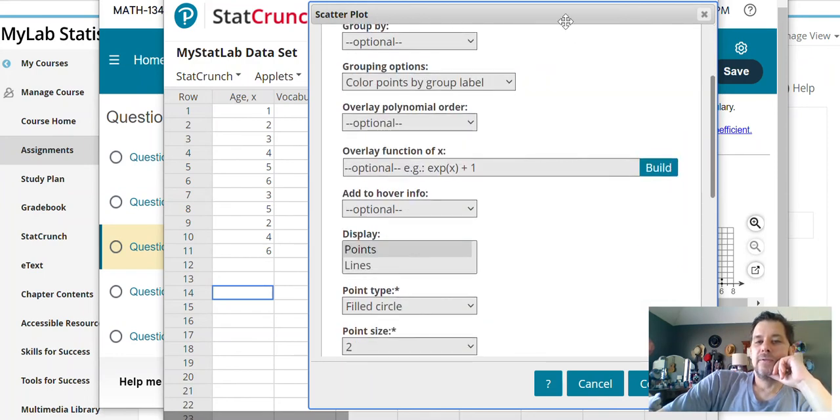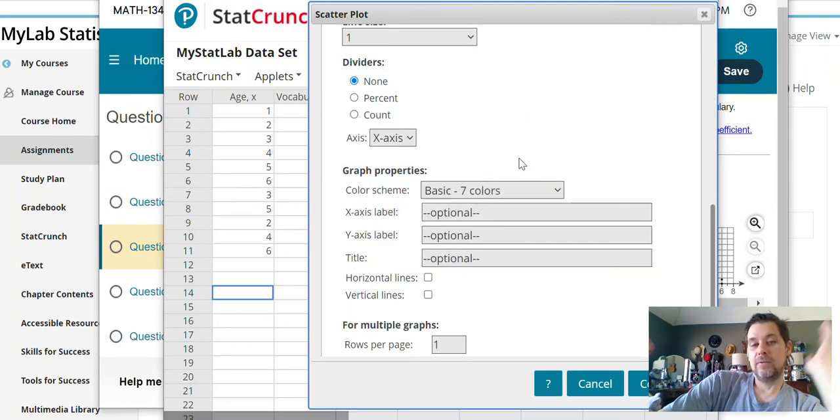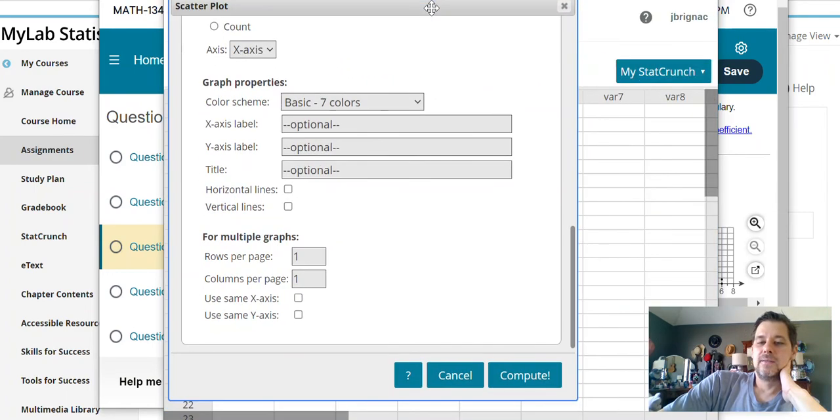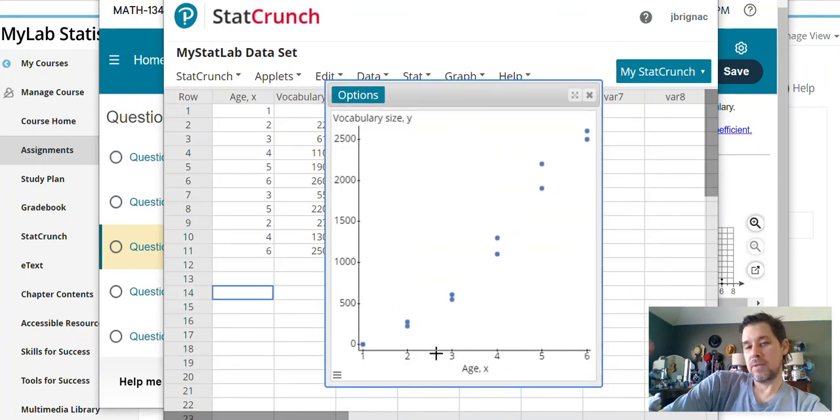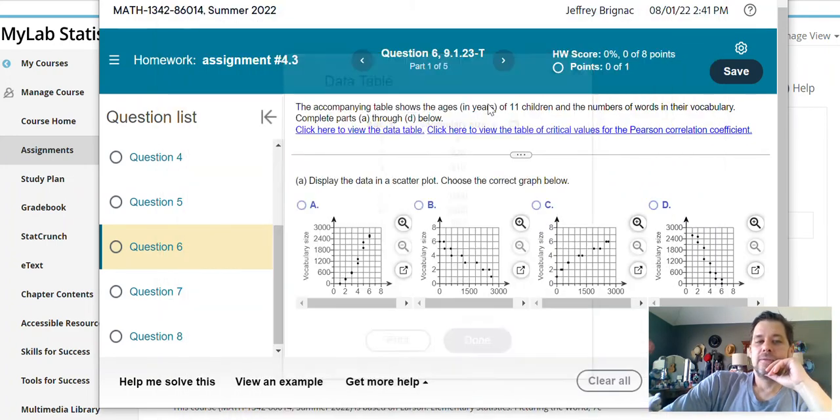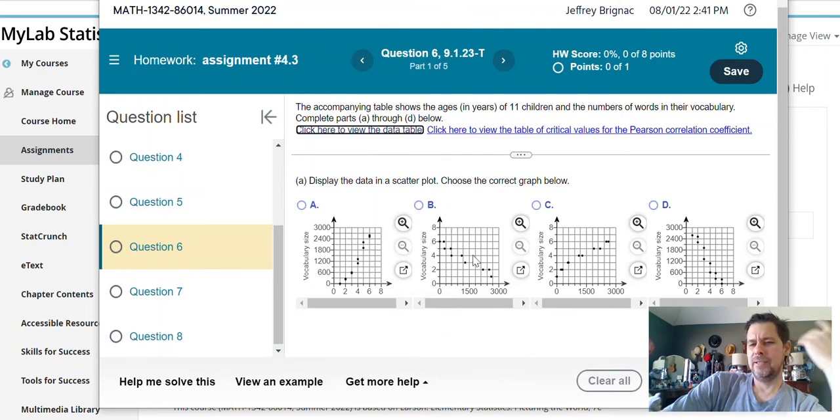And the rest of this, I guess you can fine tune everything if you want to, but I like it the way that it is. And all I have to do is select the variables and compute, and there it is. Okay, yeah, I'm seeing a line like that, you see? I'm seeing that, although it's not perfect, as age increases, so does number of words in the vocabulary. Okay. Now it should be easy from this picture to select which one we just saw. Well, it wasn't this one, and it wasn't this one, it's definitely A, right?